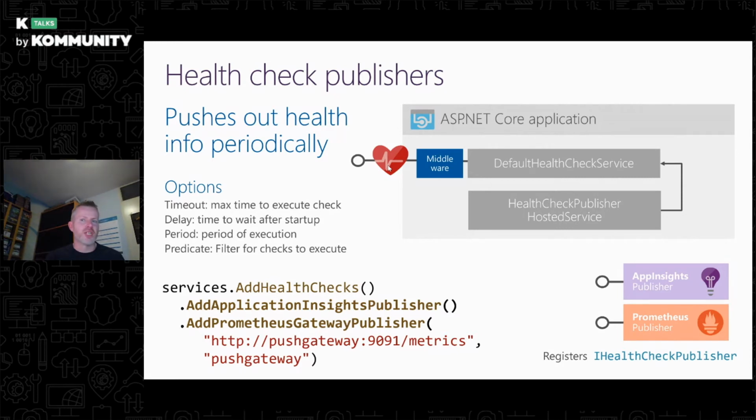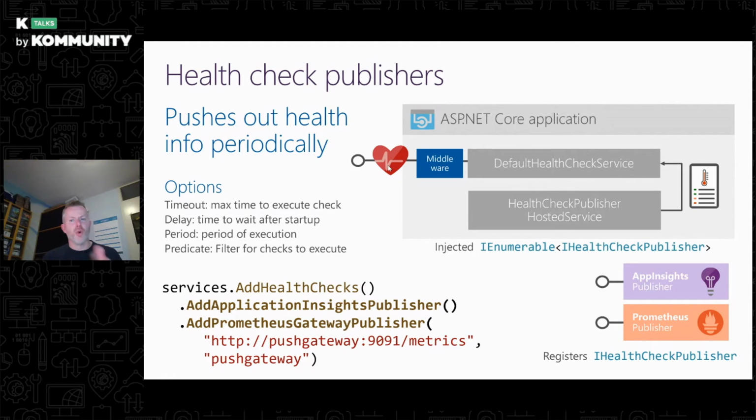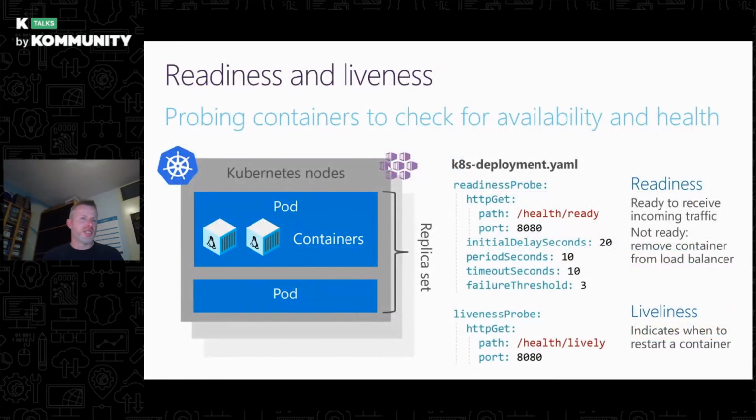It will ask the health check service to build a report. And with that report, it will send out the information to all registered health check publishers and push them out. And each of them does it in a different way. Prometheus has a special metrics format, and App Insights will just surface it inside of the App Insights system. This will help you with other things if you have those health endpoints in place.